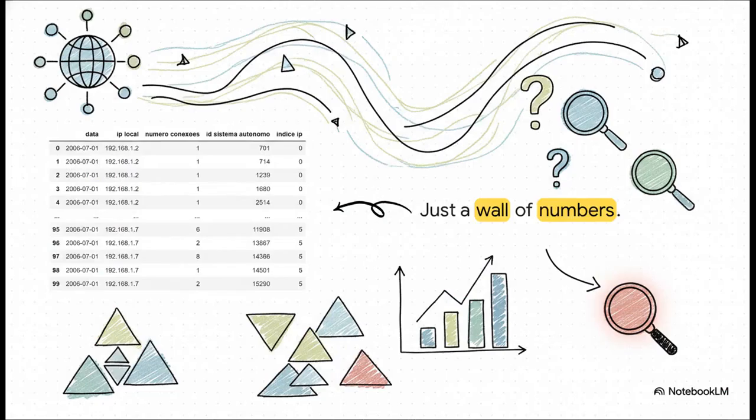Okay, so take a look at this. This table is showing network connections over a period of time. Now, seriously, just take a second and try to spot a trend. Anything that looks a little weird. It's really tough, isn't it? It's just a wall of numbers.